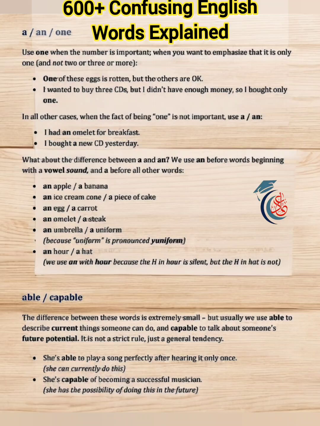Able to, capable of. The difference between these words is extremely small, but usually we use able to describe current things someone can do, and capable to talk about someone's future potential. It is not a strict rule, just a general tendency. 5. She's able to play a song perfectly after hearing it only once. She can currently do this. 6. She's capable of becoming a successful musician. She has the possibility of doing this in the future.